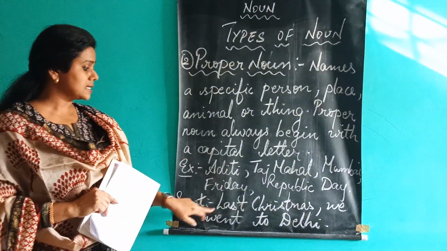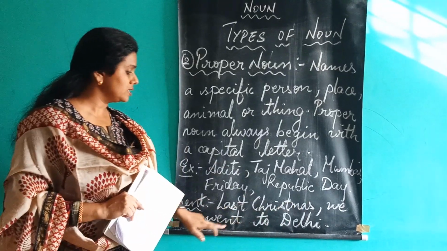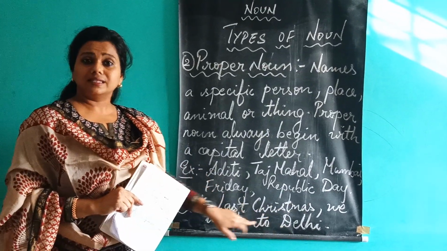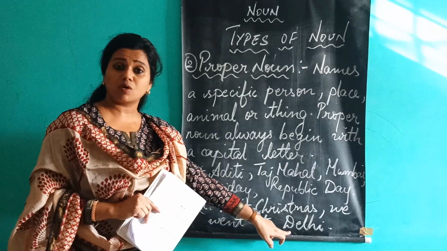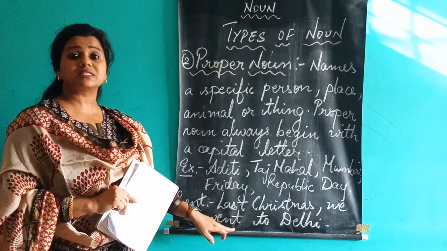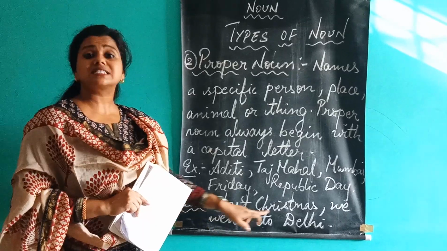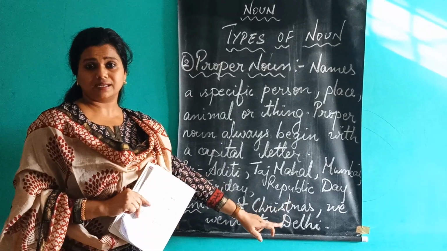Now in sentence, last Christmas we went to Delhi. This shows that we went to Delhi. Yes, it specifies the name of the place and also it specifies that during last Christmas we went to Delhi.